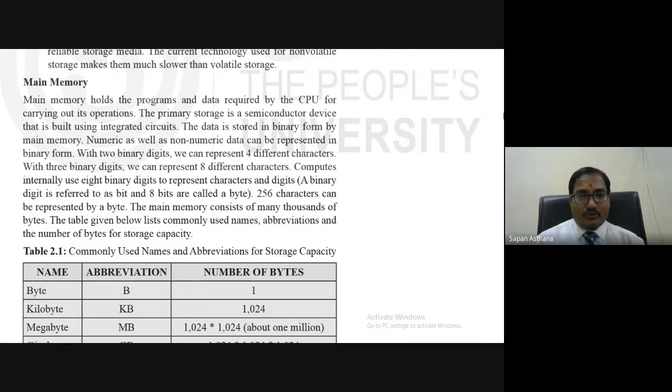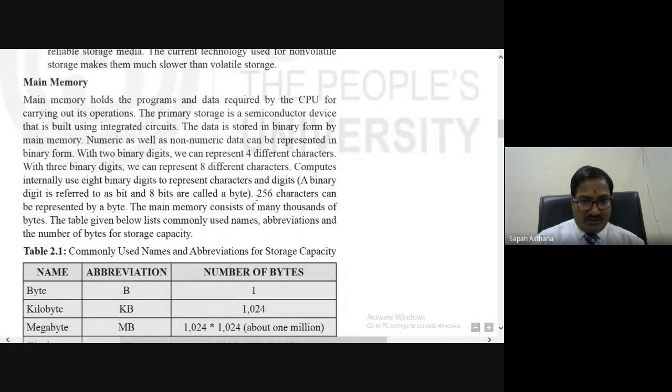The data is stored in binary form by main memory. Numeric as well as non-numeric data can be presented in binary form. You all know binary form with two binary digits. We can represent four different characters. These are the important points which are in your e-gyan course content.